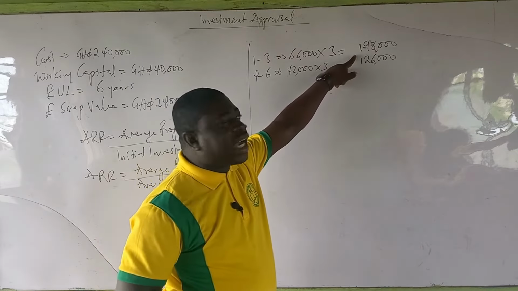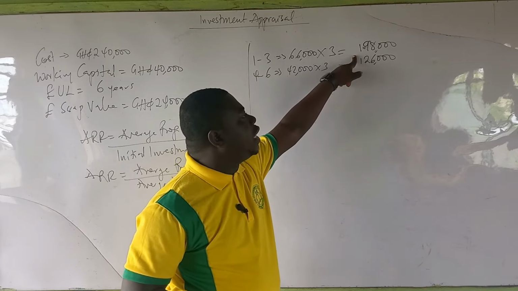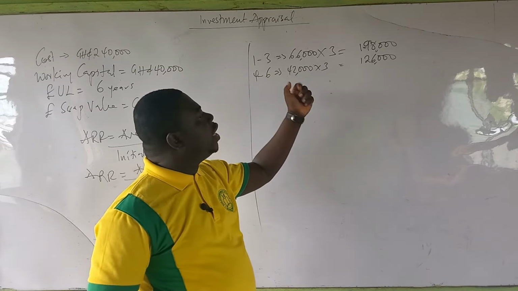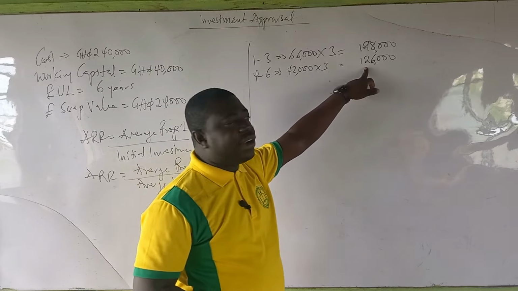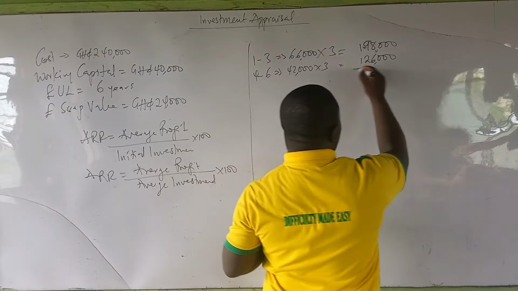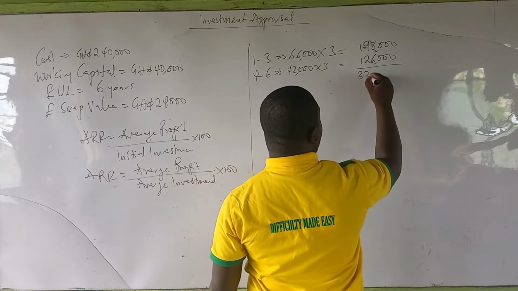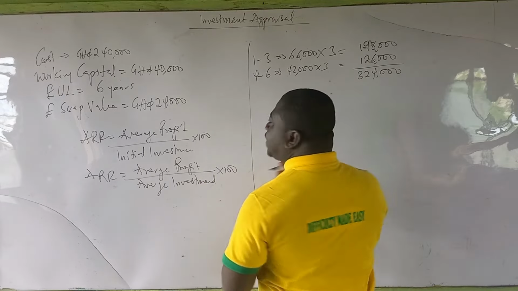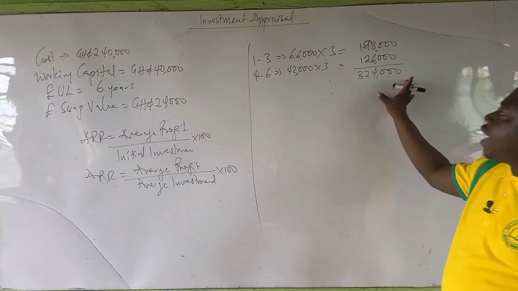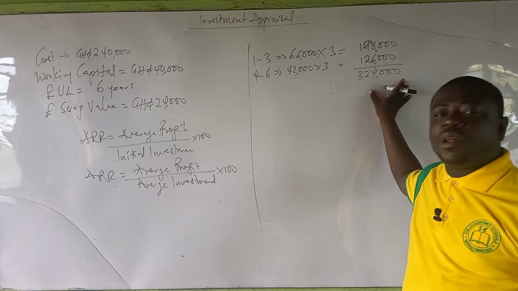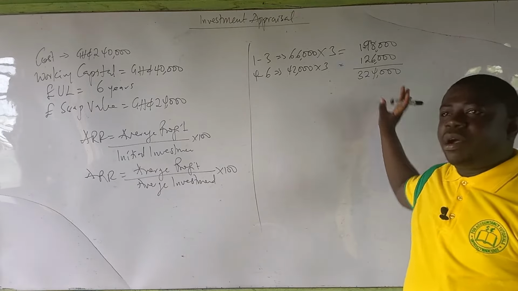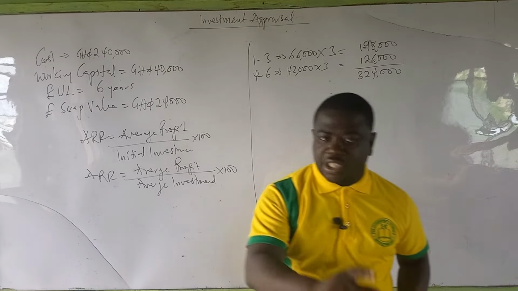Okay, so what we are trying to say is that from year 1 to year 3, we are getting a total cash flows of 198,000. That is 66,000 for each year. From year 4 to 6, we are getting 126,000. So when we add them up, we are getting a total of 324,000. So ladies and gentlemen, this is the total cash flows that is coming from the project for the 6 years.